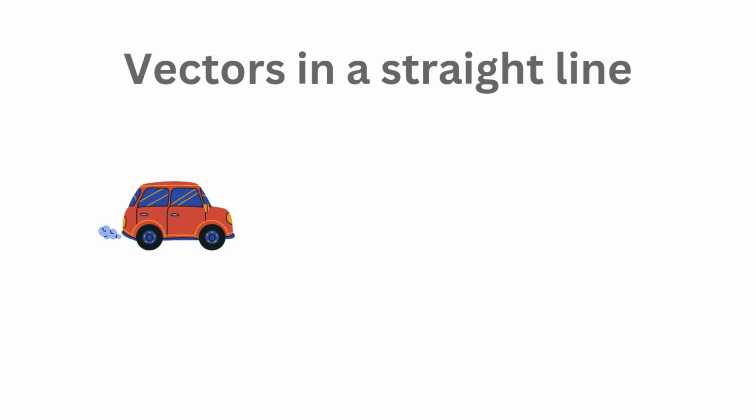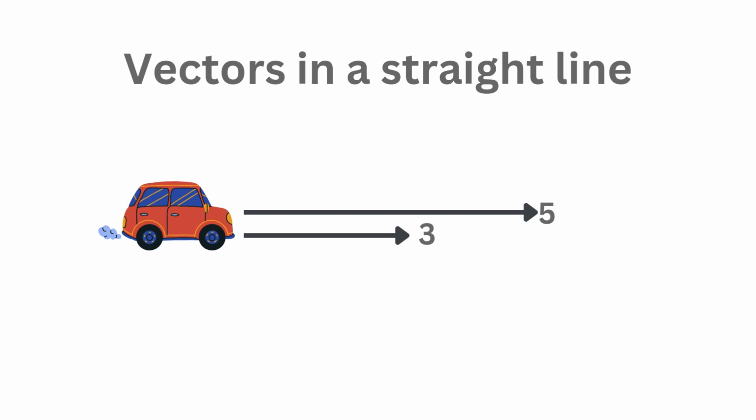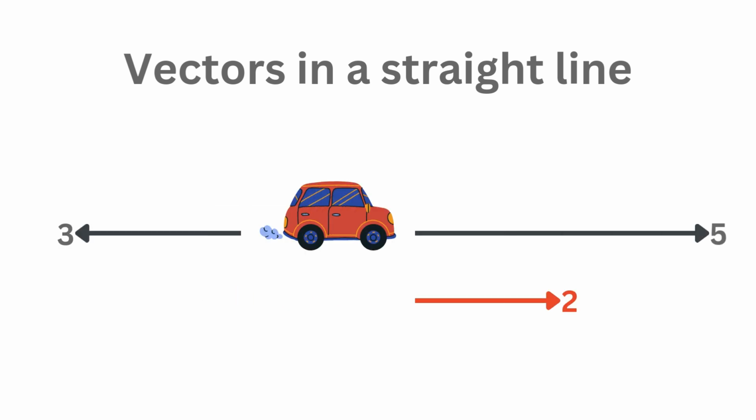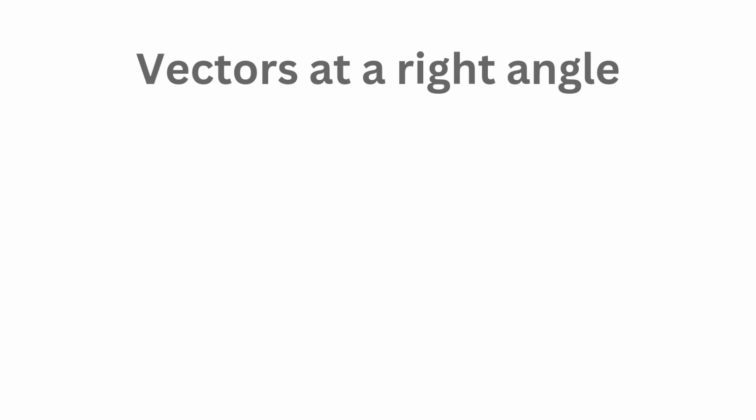For example, if vector A is 5 units and vector B is 3 units, both pointing east, the resultant vector C is 8 units east. However, if the vectors point in opposite directions, you subtract their magnitudes. Suppose vector A is 5 units east and vector B is 3 units west, then the resultant vector C is 2 units east.